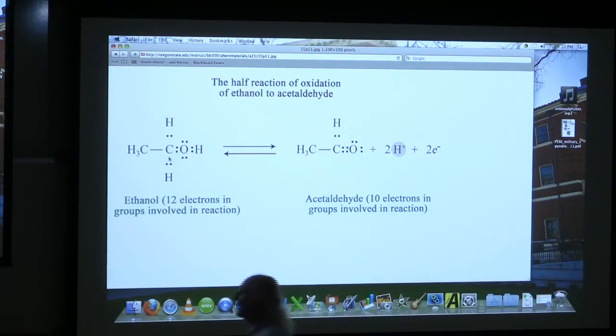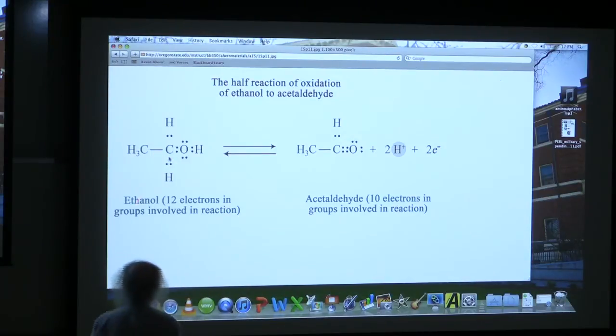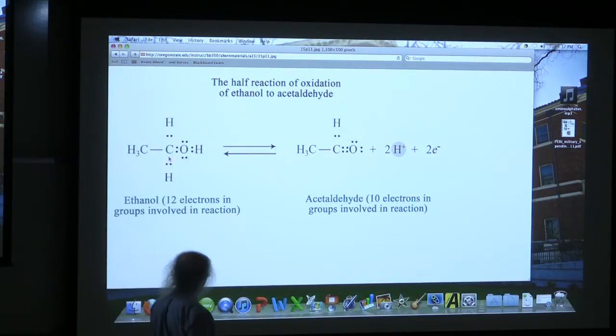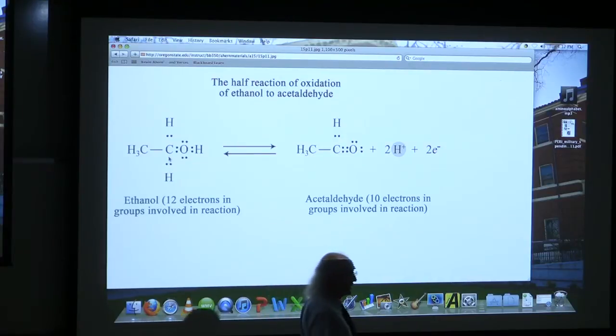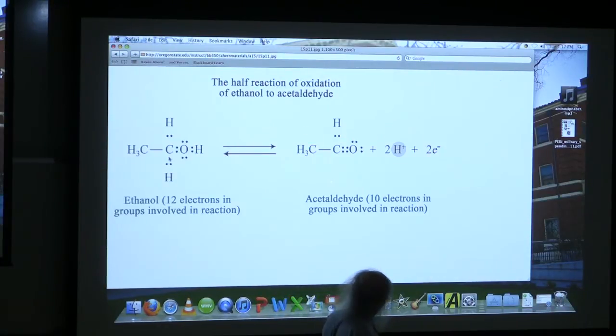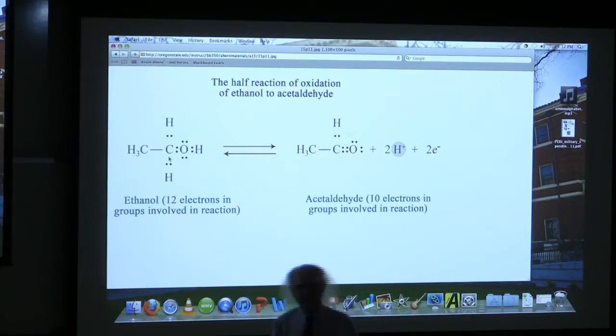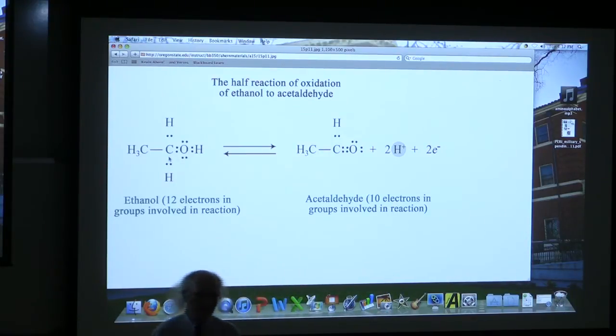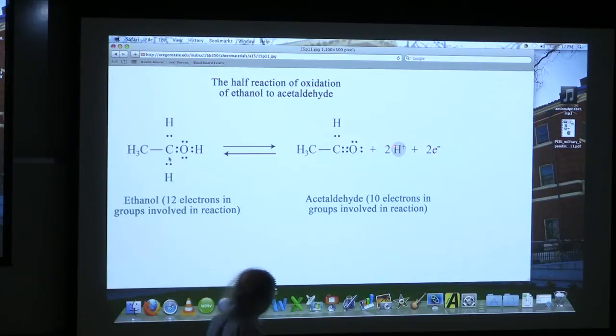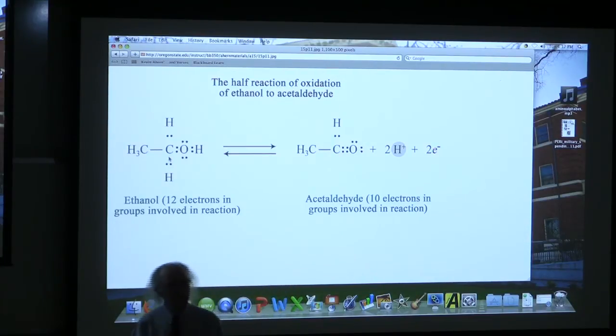This shows the oxidation of ethanol. Ethanol can be oxidized. When it is oxidized, it creates acetaldehyde. And if you want to know the reason you get a hangover, there's a good reason right there, acetaldehyde. This shows simply that the electrons and the protons are lost. It's actually the loss of electrons that's the oxidation.